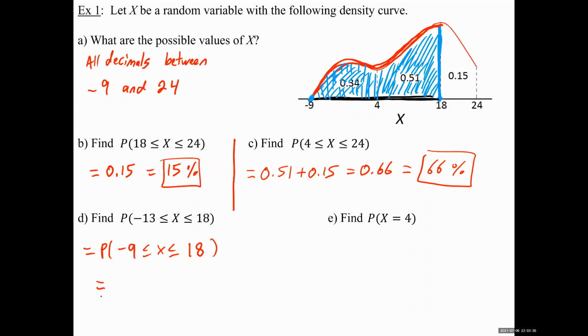We calculate the area. So 0.34 plus 0.51, add those up, 0.85. And again, you can leave the answer like that, but I'm going to change it to a percent just because we're going to explain the meaning in a minute. That's part D. Any questions on part D?